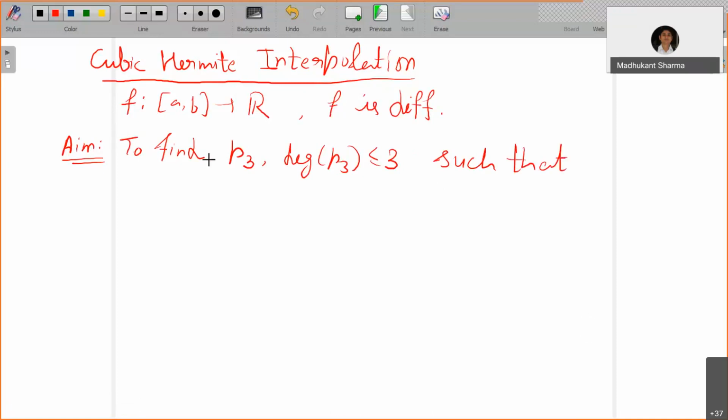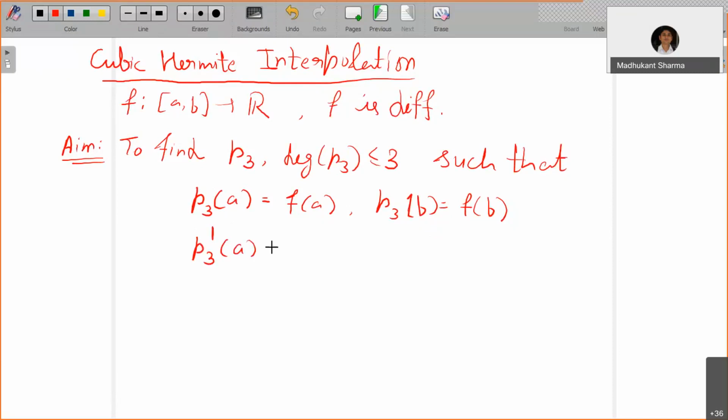it not only interpolates the function values at a and b, so P3 of a is equal to f of a, P3 at b is equal to f of b, such that this happens. In addition, it also interpolates the values of the derivatives.